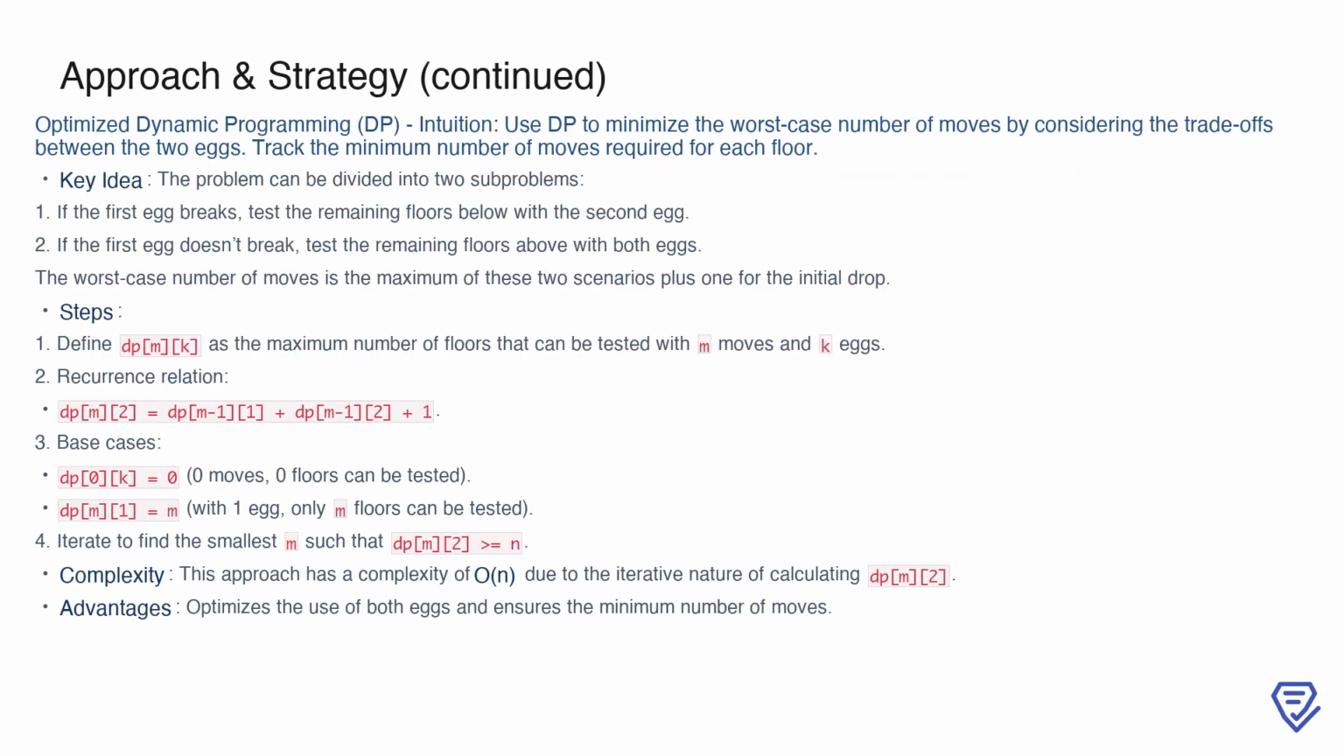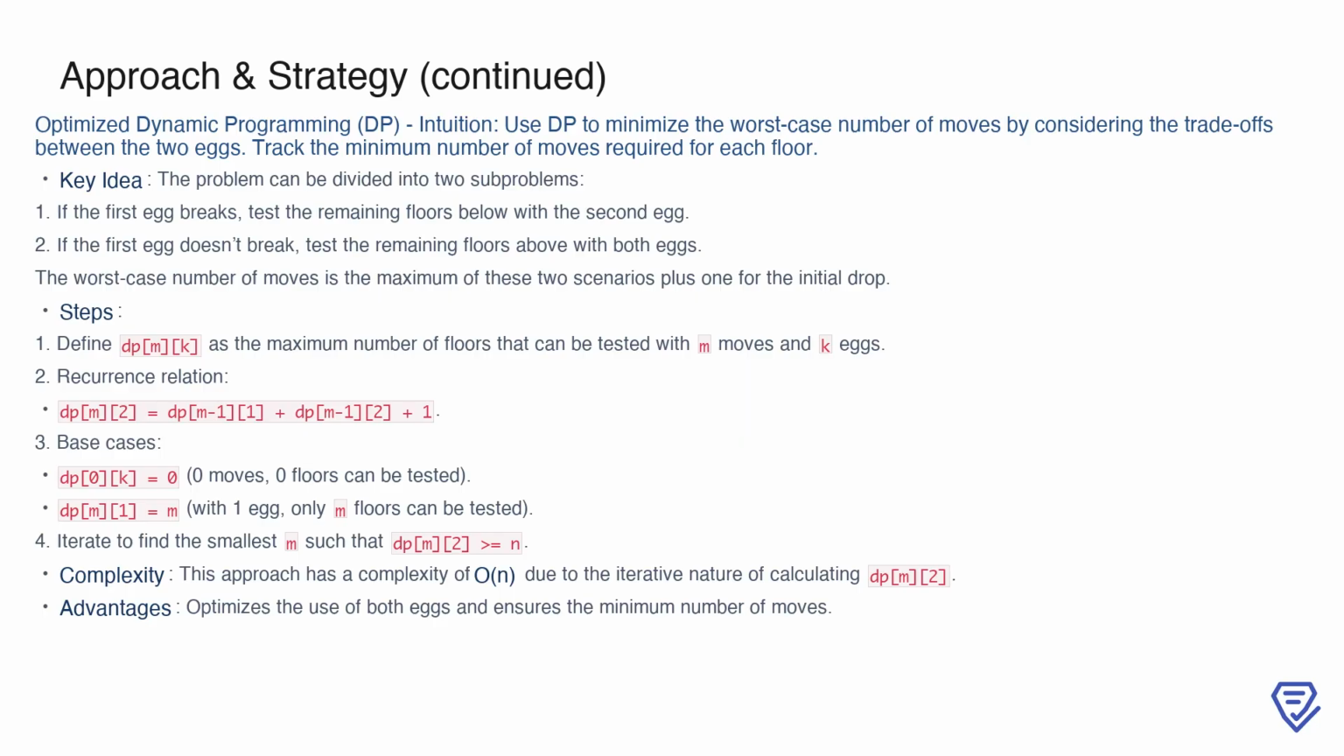To address the inefficiencies of the brute force and binary search methods, we can turn to dynamic programming. The DP approach is built on the principle of minimizing the worst-case number of moves while effectively utilizing both eggs. The idea is to evaluate 2 subproblems for each drop. If the first egg breaks, we test the floors below with the second egg, and if it doesn't break, we test the floors above with both eggs. The goal is to minimize the maximum number of moves across these 2 scenarios, adding 1 for the current drop.